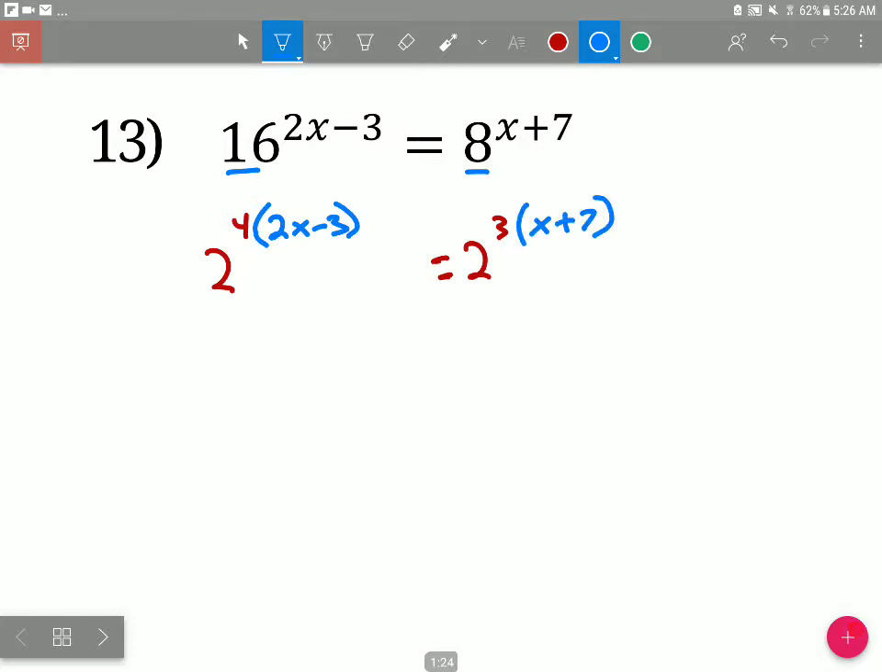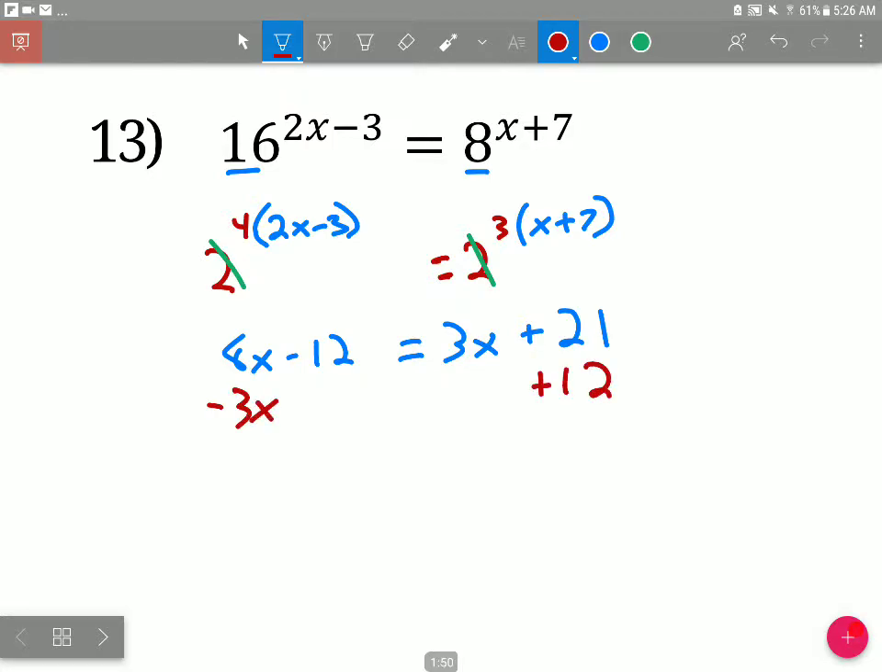Okay? Now I have the same base, so I can go yoink. And so I've got, and I'm going to go ahead and distribute while I'm at it. So 4 times 2 is 8x, 4 times 3 is negative 12, equals 3 times x is 3x, 3 times 7 is 21. And then I'm going to start solving again. So x is one way, numbers to the left. I'm going to move the x's left this time. I like to leave my x's positive if I can. Plus 12, because it just makes life easy.